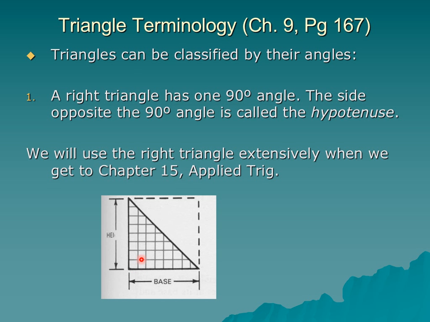And the side opposite that right angle, meaning this side, is the longest side of the triangle, and that is called the hypotenuse.